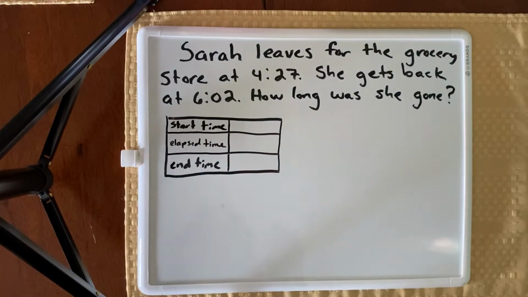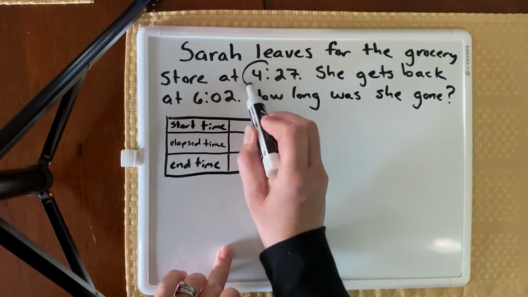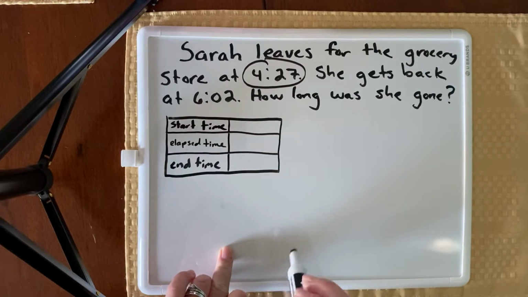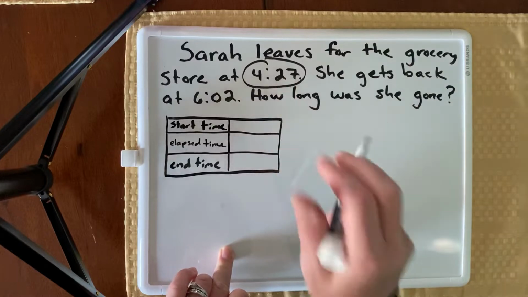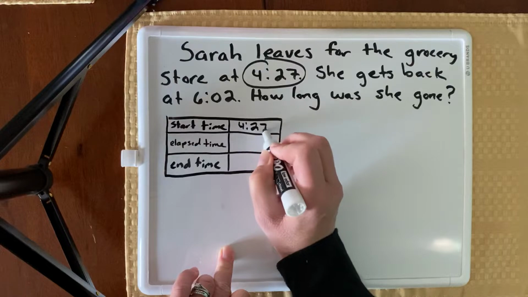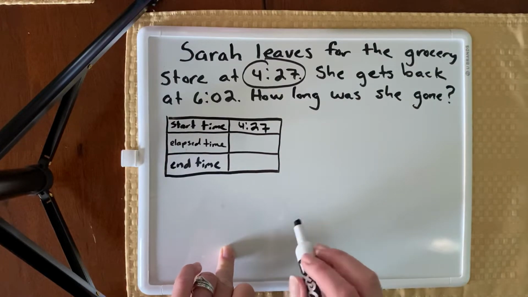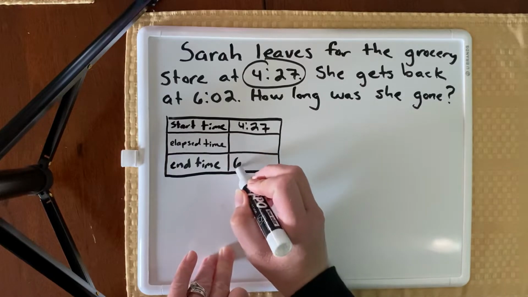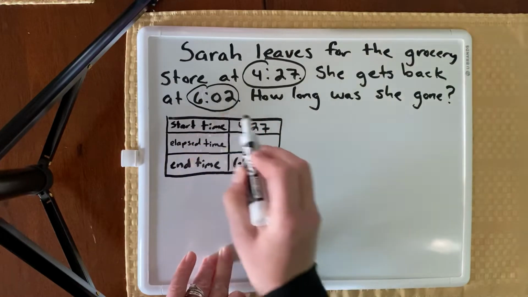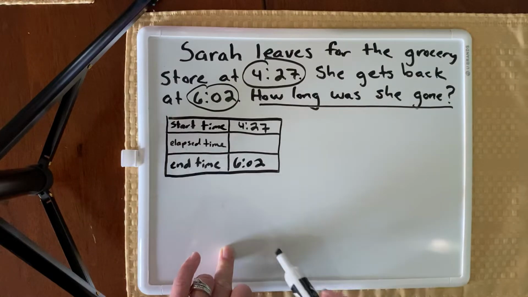The first thing I see is that she leaves for the grocery store at 4:27. If she's leaving to go to the grocery store and then she's coming back, I know that her leaving is my start time. So I'm going to fill it in here. Now it says she gets back at 6:02. So that's when her activity ends. And they want to know how long was she gone? So I know that I'm looking for my elapsed time.